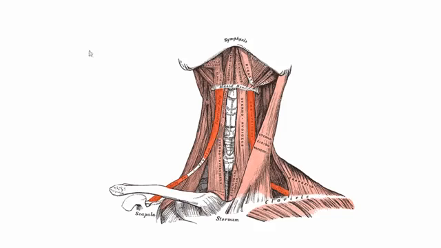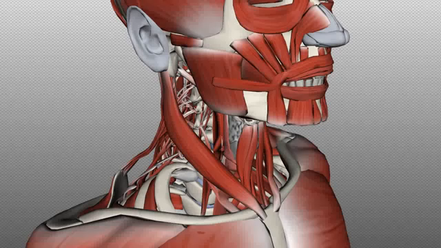So just to show you a quick diagram of that, you've got the origin of the omohyoid on the upper border of the scapula, and you've got the inferior belly running through the posterior triangle. You've got this intermediate tendon which actually attaches to the clavicle, and then you've got the superior belly of the omohyoid which inserts into the hyoid. So what this muscle does is it draws the hyoid bone down, so it depresses the hyoid. So those are the muscles of the posterior triangle of the neck.